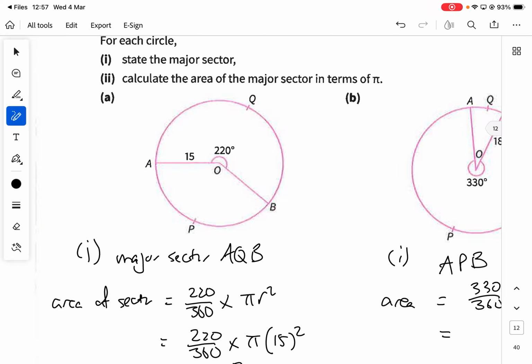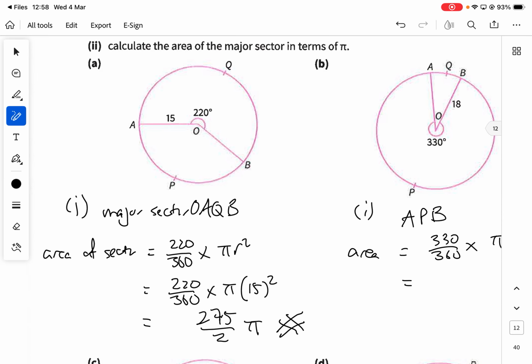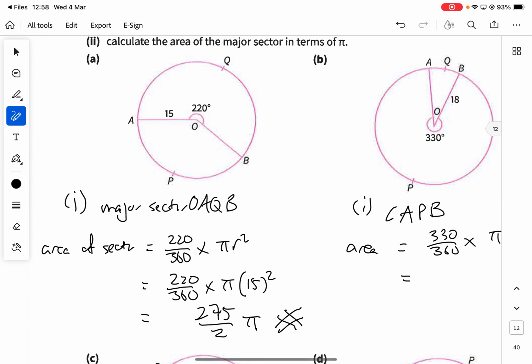If it's minor sector, do we have to minus 360? Okay, for this question, if you want the minor sector, you must find this angle, because this angle is the one facing C. You want the minor one. 125 is already the minor one, so you don't need to minus any angle. This 125 is for the minor sector.